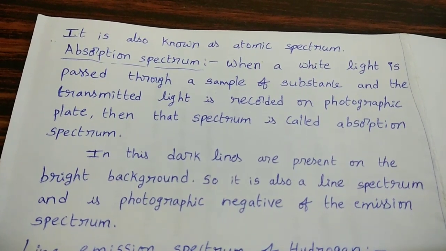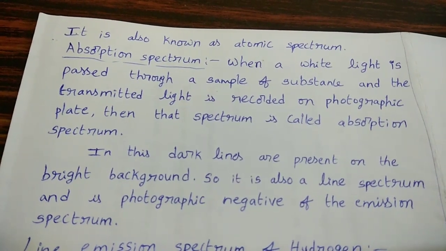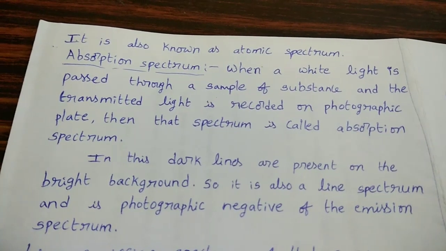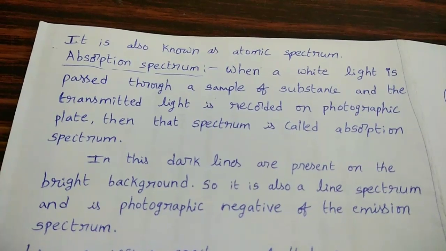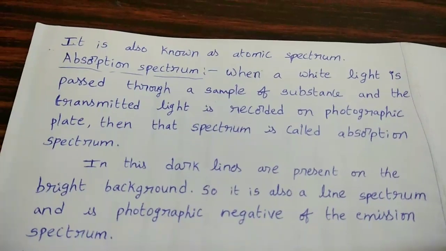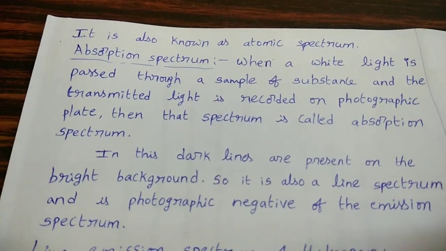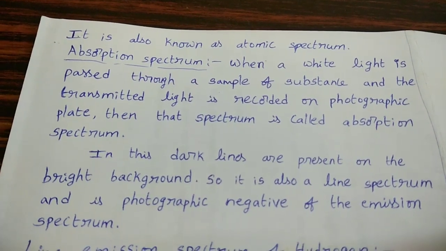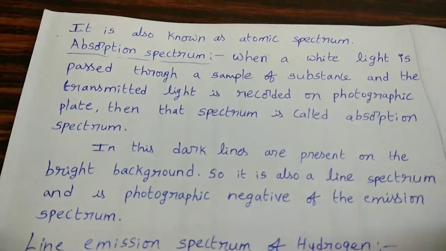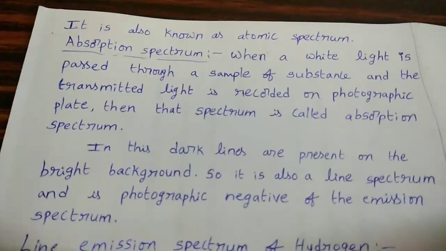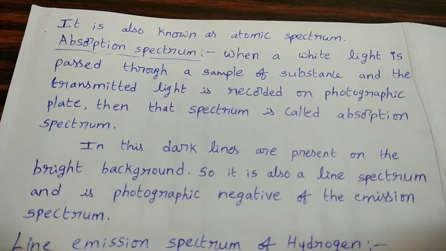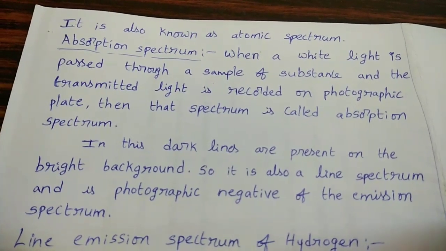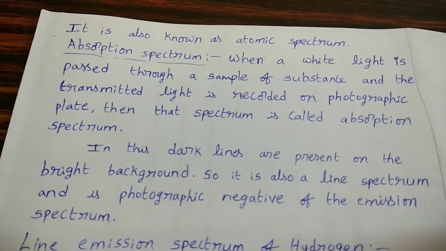In total, 10 wavelengths: 3 are absorbed by the sample of the substance, and 7 wavelengths are transmitted. In the absorption spectrum of those 7 wavelengths of transmitted light, we can observe dark lines at 3 places. Those are related to the absorbed wavelengths. So in this, dark lines are present on the bright background. So it is also a line spectrum and is a photographic negative of the emission spectrum.